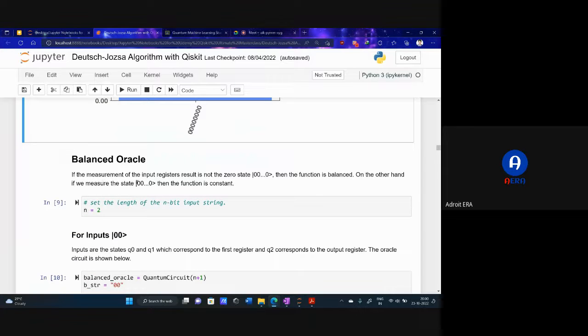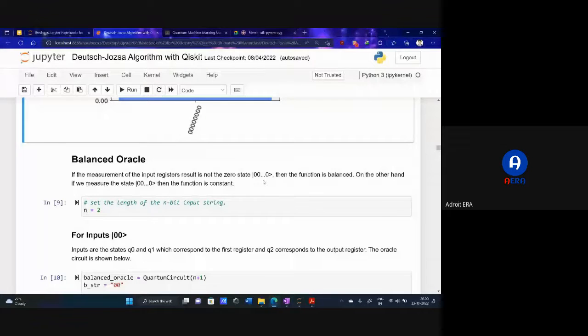So if the measurement of the input is not the zero state, that means the amplitude of this all-zero bit string is zero, which we saw, because the summation cancels out due to the balanced nature. Some of the outputs are zero, some of the outputs are one, and the sum cancels out. Therefore, the function is balanced. On the other hand, if we measure the all-zero bit string state, then the function is constant.